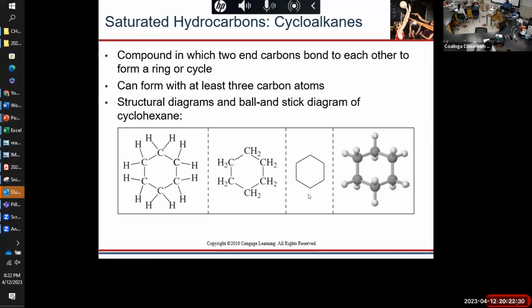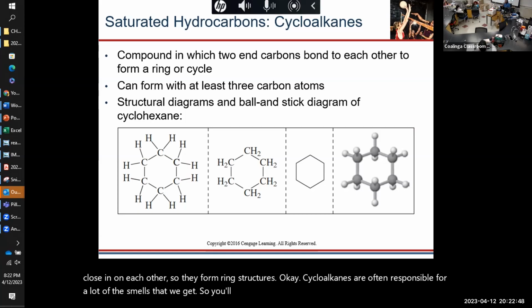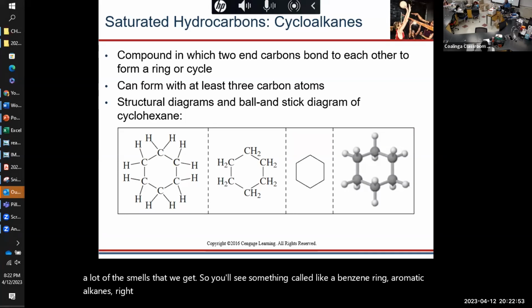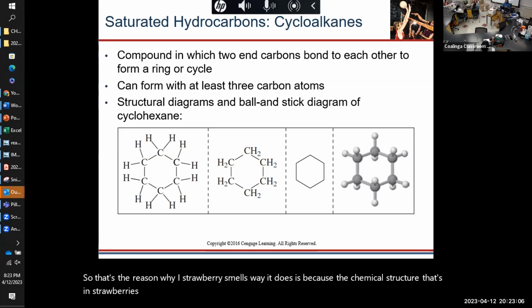Okay, so sometimes we have what we call cycloalkanes. Cycloalkanes just basically means that they close in on each other, so they form ring structures. Cycloalkanes are often responsible for a lot of the smells that we get. So you'll see something called benzene or aromatic alkanes. Those guys are going to smell. You guys are familiar with how strawberry smells, right? That's the reason a strawberry smells the way it does: the chemical structure in strawberries causes that smell. We can make that synthetically in the lab.